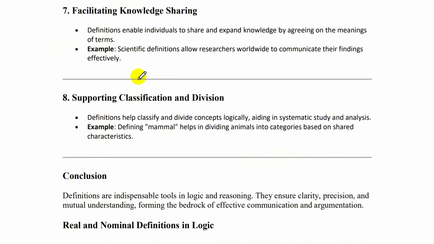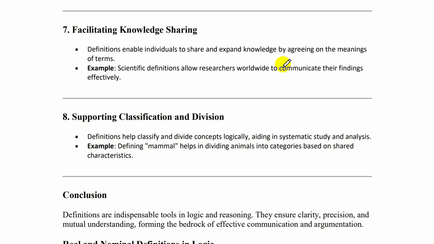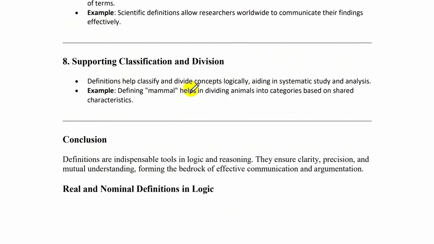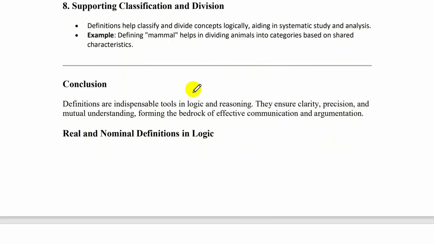Facilitating knowledge sharing. Definition enables individuals to share and expand knowledge by agreeing on the meanings of a term. Scientific definition allows researchers worldwide to communicate their findings effectively. Supporting classification and division. Definitions help classify and divide concepts logically, aiding in systematic study and analysis. For example, defining mammal helps in dividing animals into categories based on shared characteristics. Definitions are an indispensable tool in logic and reasoning. They ensure clarity, precision, and mutual understanding, forming the bedrock of effective communication and argumentation.